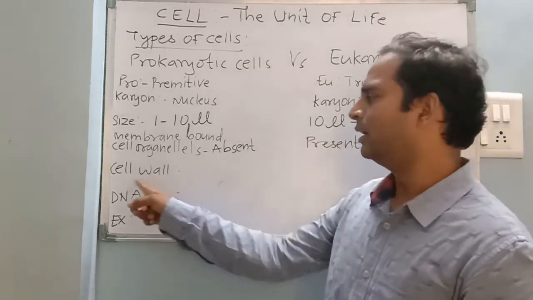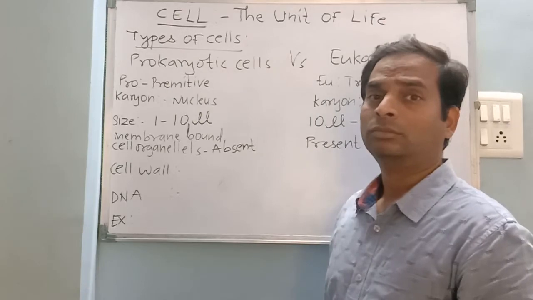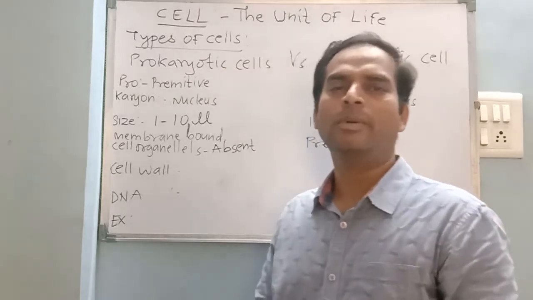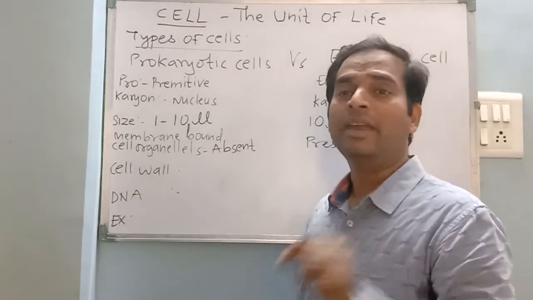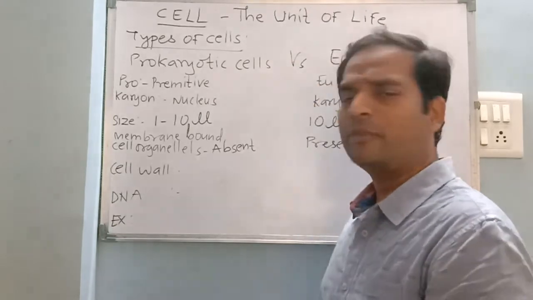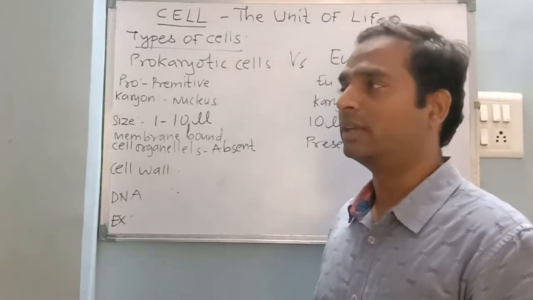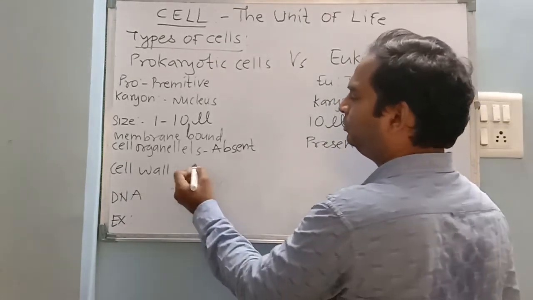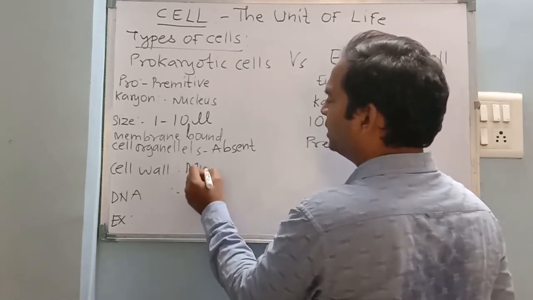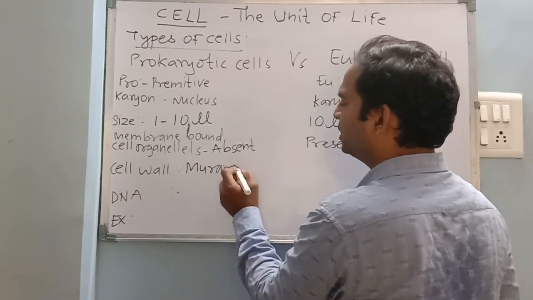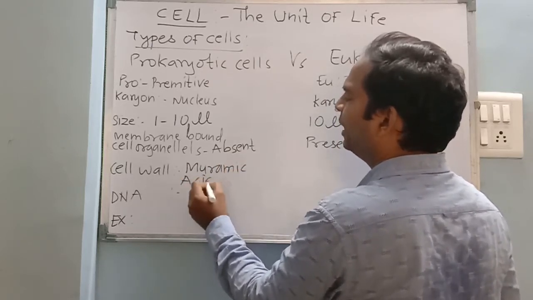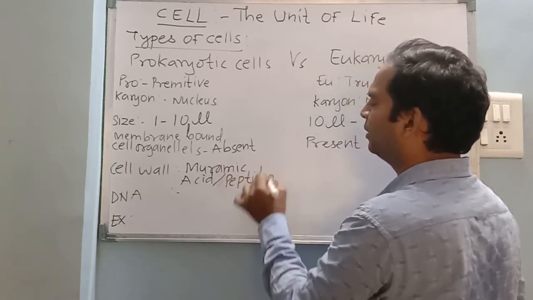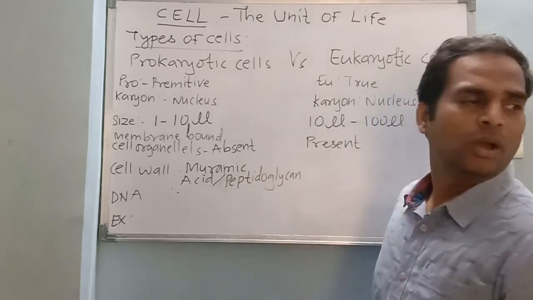Same way, when it is about cell wall, cell wall may be present in prokaryotic organisms, but when they have a cell wall, it is not made up of cellulose like in plant cells in eukaryotic cells, or lignin, pectin, etc. So this cell wall is made up of muramic acid, or it may be made up of peptidoglycan.